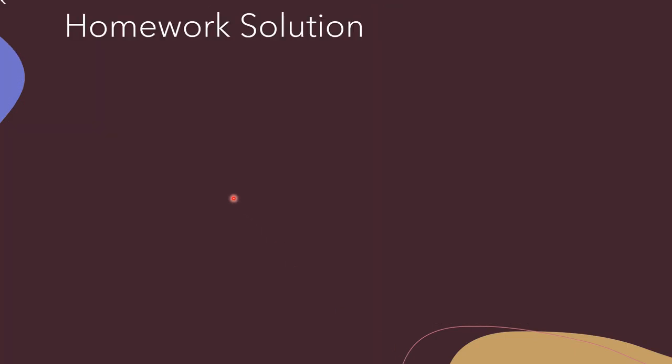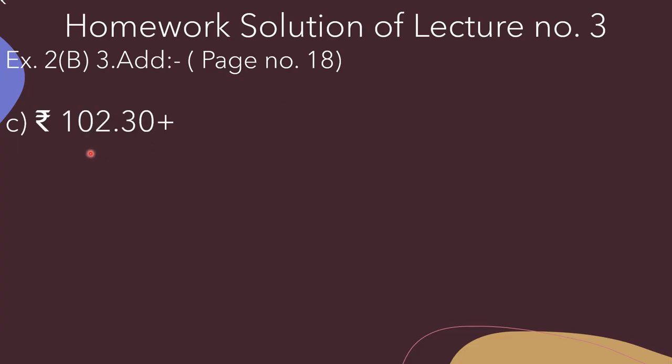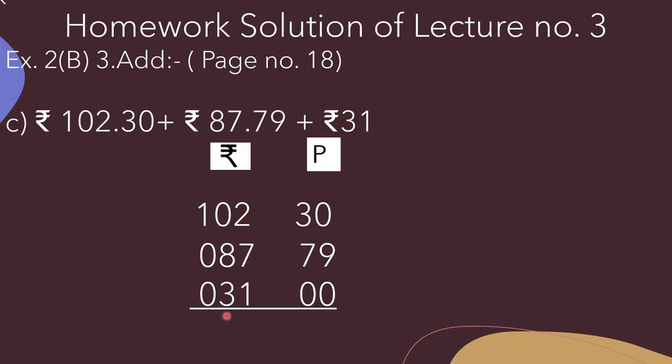Now homework solution of lecture number 3. So I had given you sums. So exercise 2B, question number 3, addition, page number 80. C part. Rupees 102.30 plus rupees 87.79 plus rupees 31. So first of all, we need to write the columns rupees and paise. Then we will write 102.30, then 87.79, and after that rupees 31.